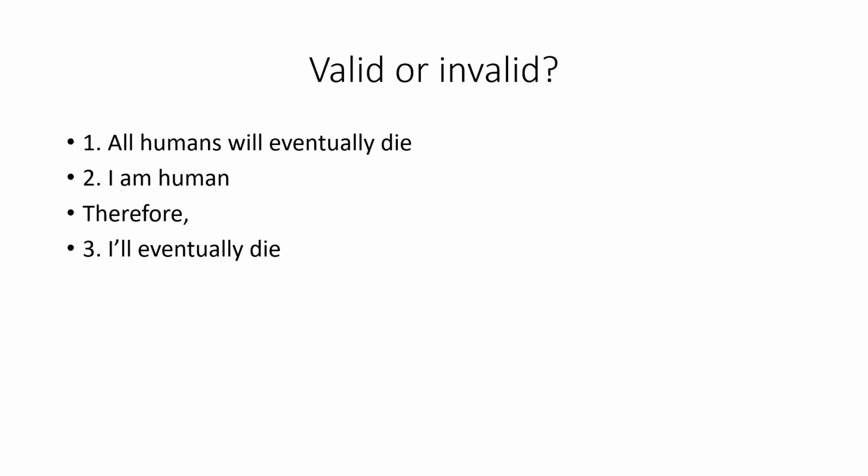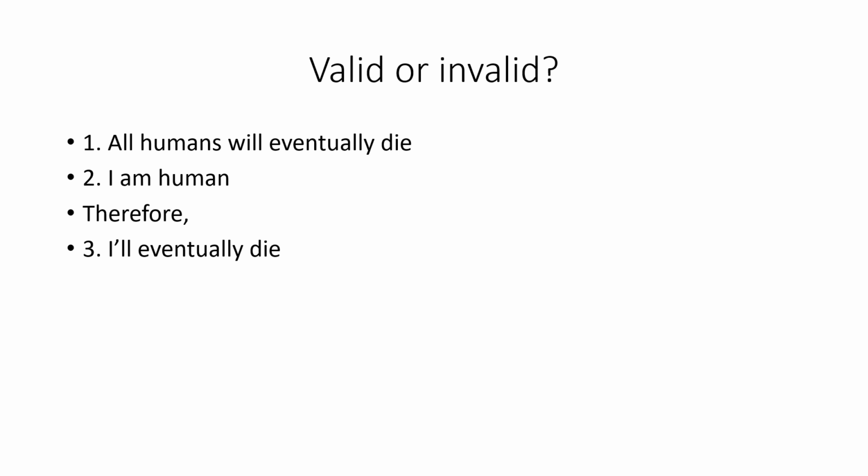Let's test whether an argument is valid or invalid by looking at the argument from our first video. The argument was: all humans will eventually die, I am human, therefore I'll eventually die. Let's look at the first two premises here. All humans will eventually die, and I'm human. To say that all humans will eventually die is to say that everything that is a human will eventually die. So if you're a human, you will eventually die. The second premise is confirming that I am a human.